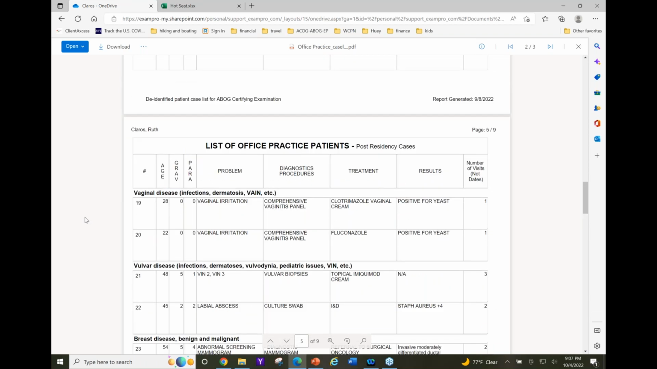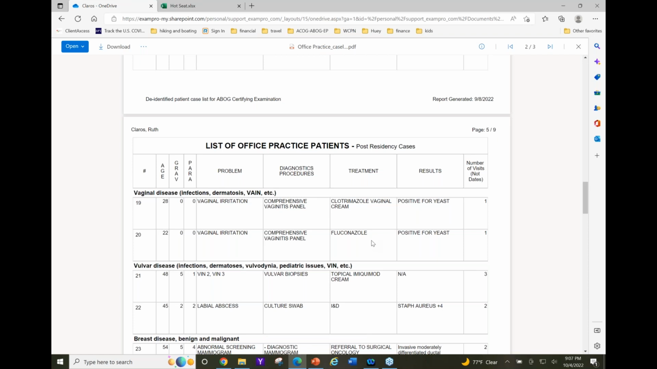Okay, I want to ask you this question. In case number 19 and case number 20, it looks to me like you have basically the same case. Patients are similar in age, neither of them have children. Why'd you give two different medications?